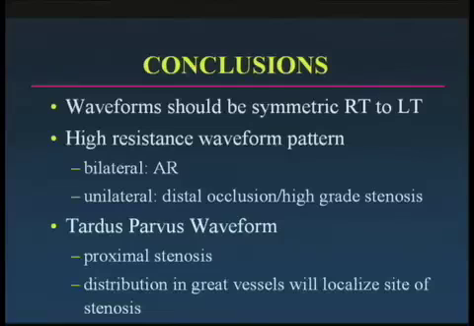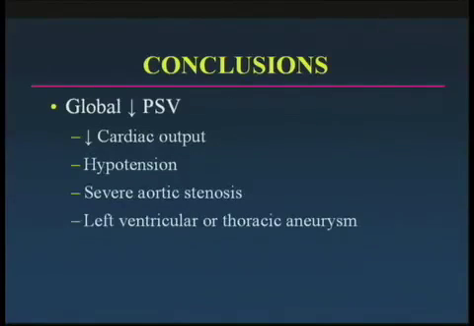If you see that tardus parvus waveform with that rounded systolic peak, consider a proximal stenosis, and the distribution of that waveform within the great vessels in the neck will help you localize the site of stenosis because you know it has to be proximal to all vessels that are affected. If you see a global decrease in peak systolic velocity in all the vessels in the neck, consider things that decrease cardiac output, hypotension, severe aortic stenosis, and left ventricular or thoracic aneurysm.